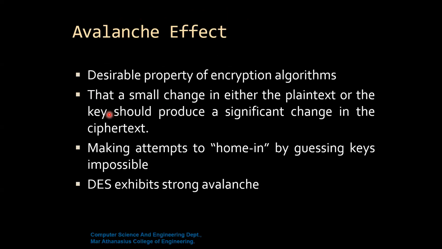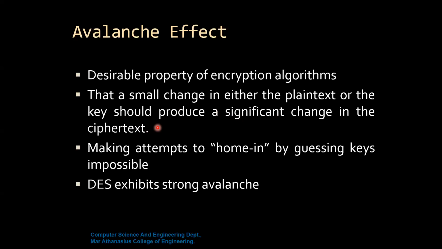Now, the avalanche effect. This is a common property with which we measure the strength of encryption algorithms. The avalanche effect says that it is a desired property of encryption algorithms. It says that a small change, 1 or 2 bits, in either the plain text or the key should produce a significant change in the ciphertext. That is, two plain text blocks that differ by just 1 or 2 bits, using the same key, should generate a totally different ciphertext. That's called the avalanche effect.